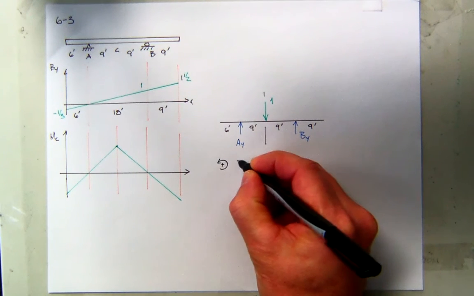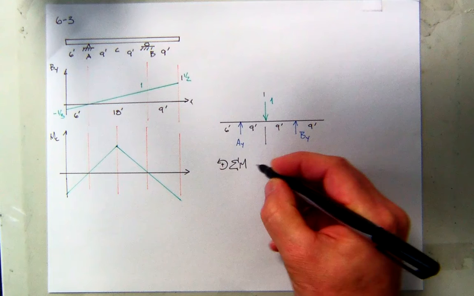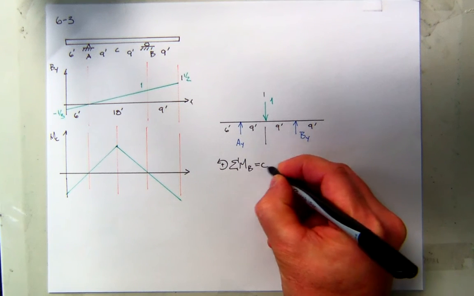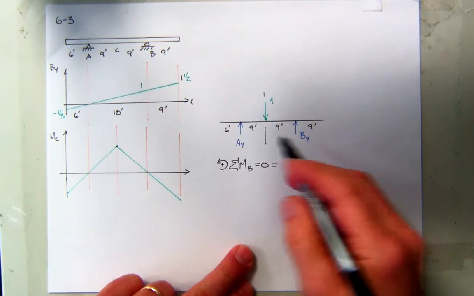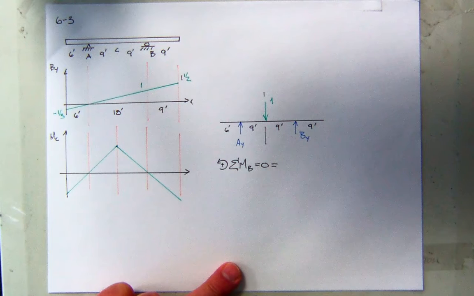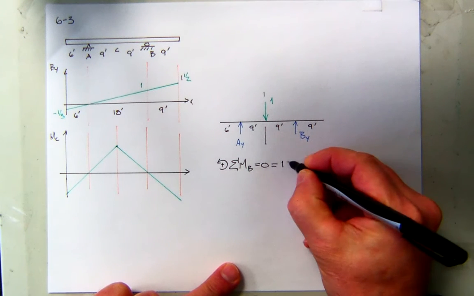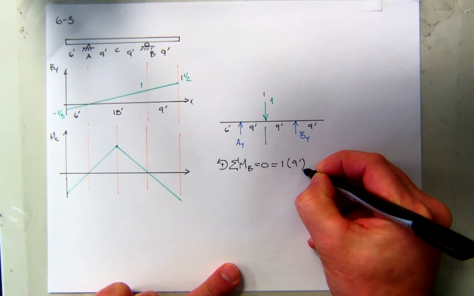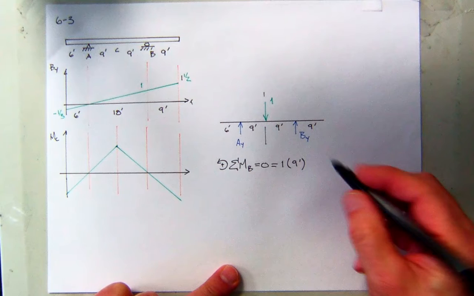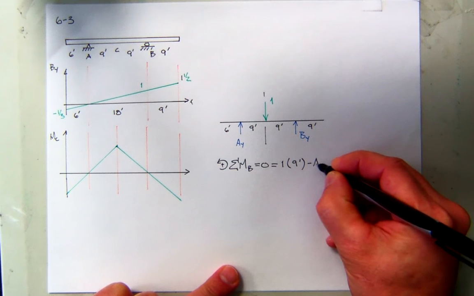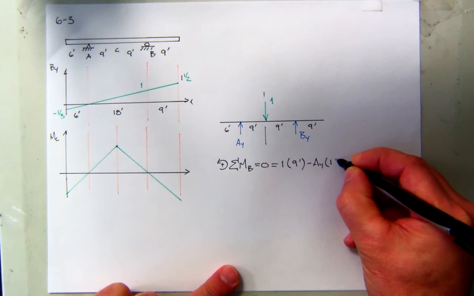I'll sum moments at B. And summing moments at B, my unit load creates a positive moment. So that'll be 1 times a moment arm of 9. And then AY creates negative moment at a moment arm of 18.